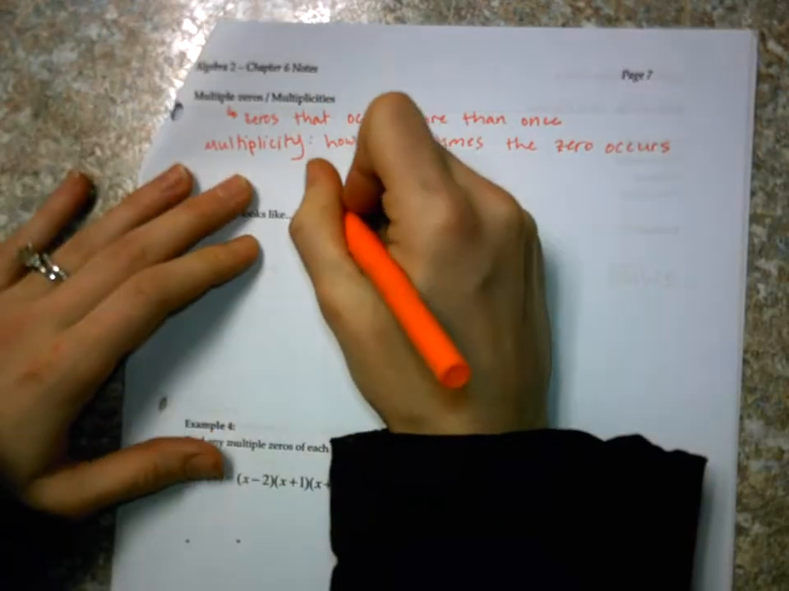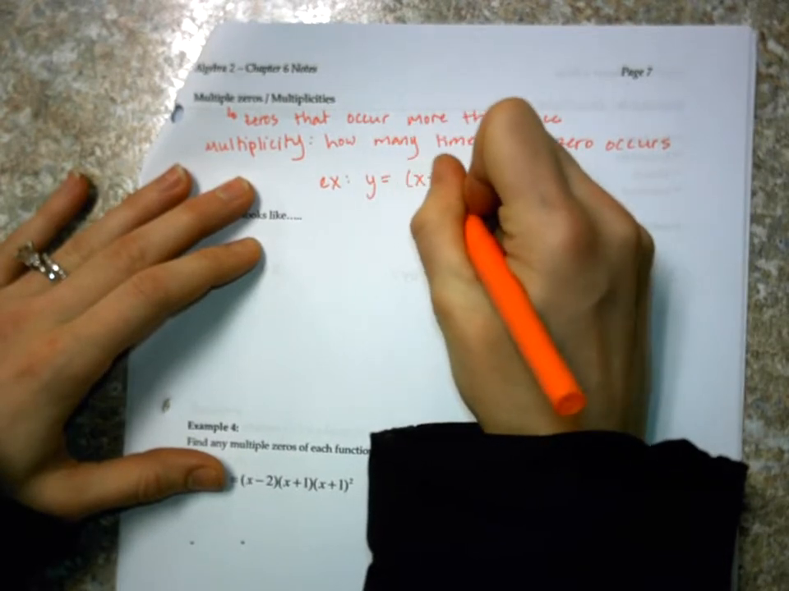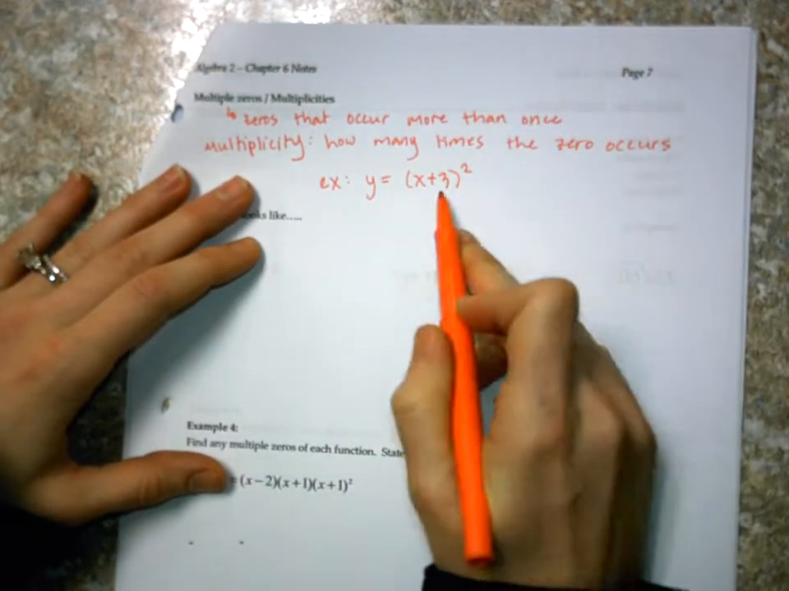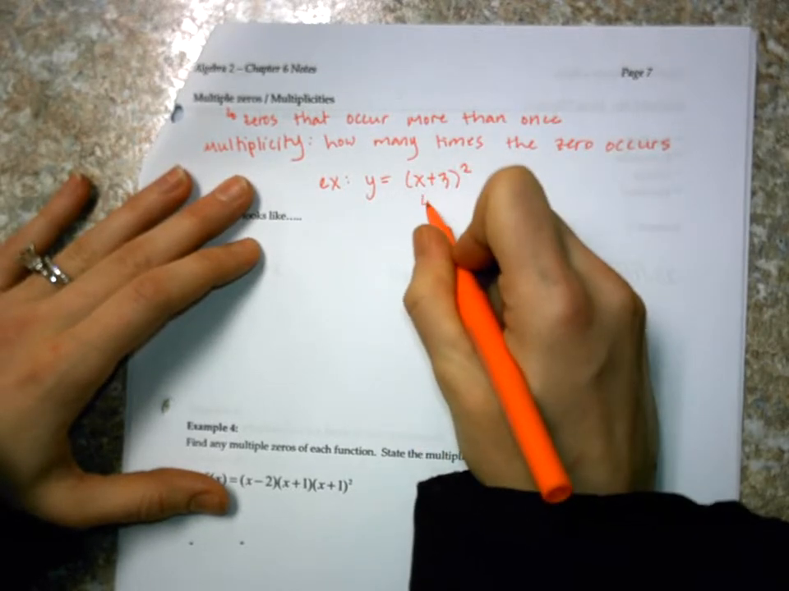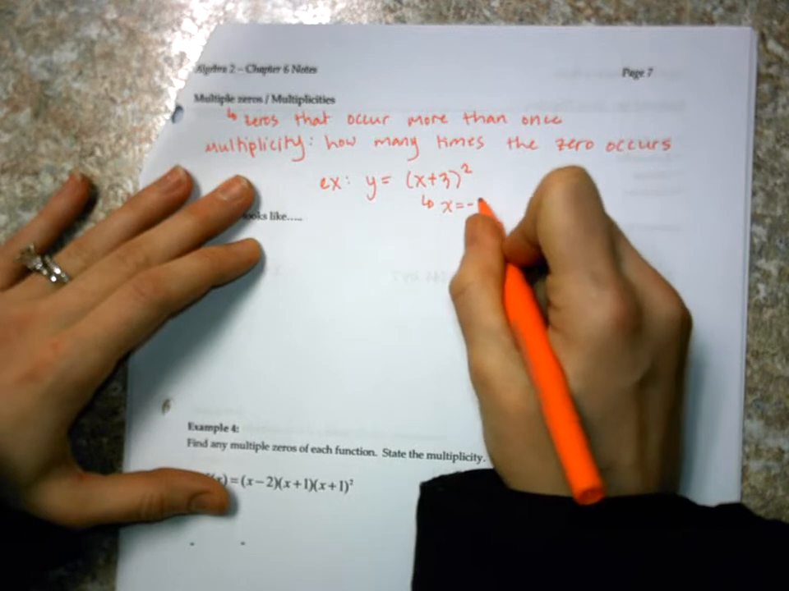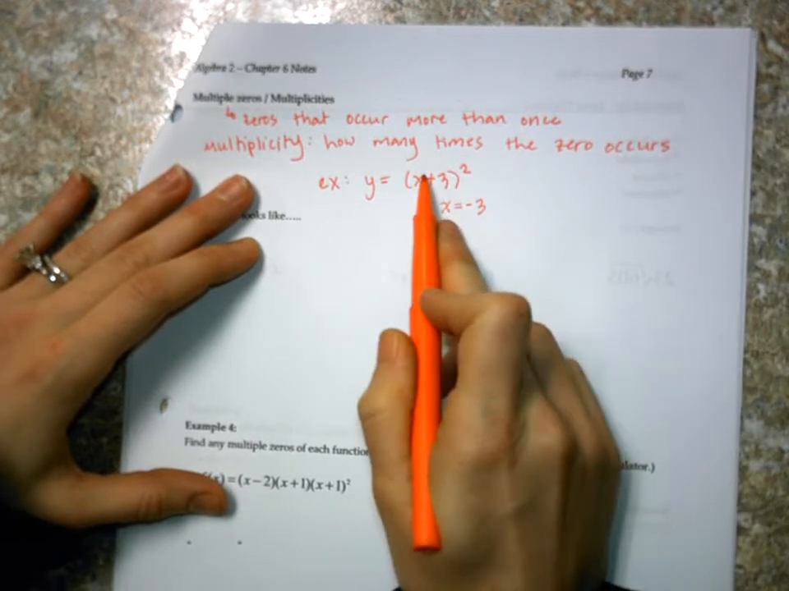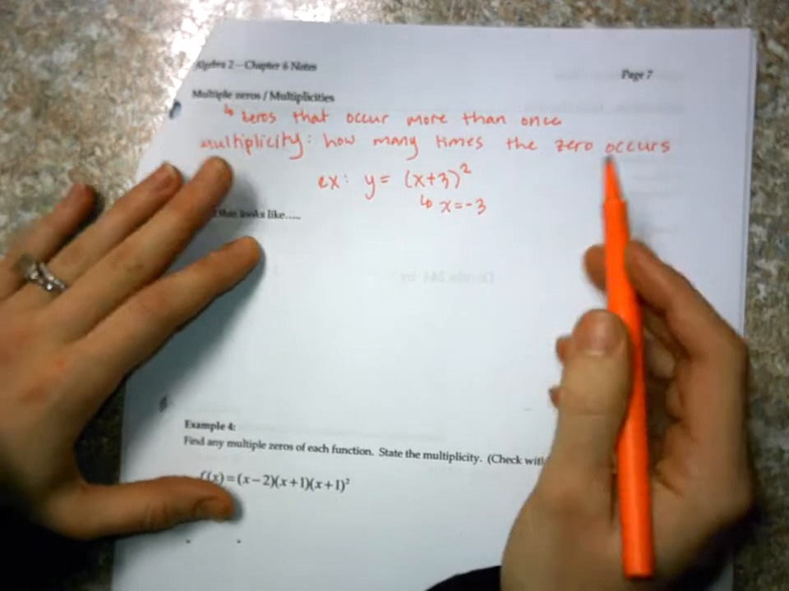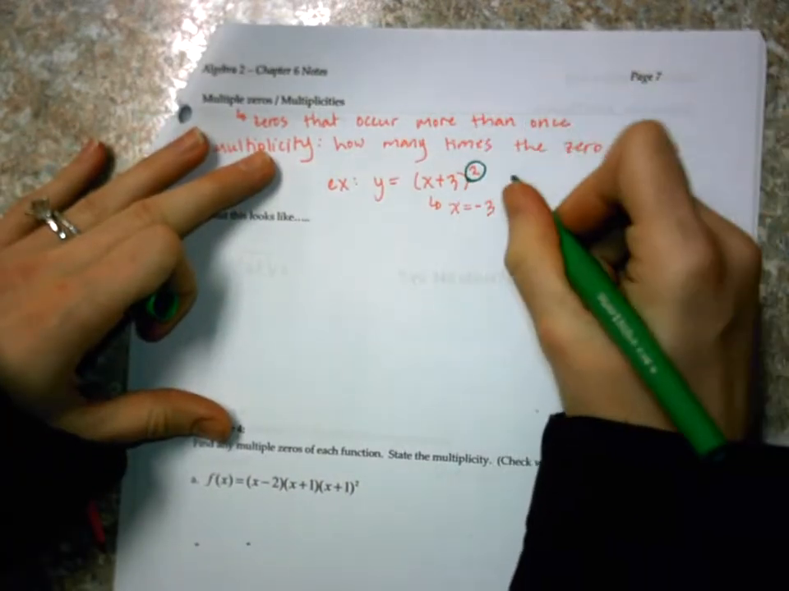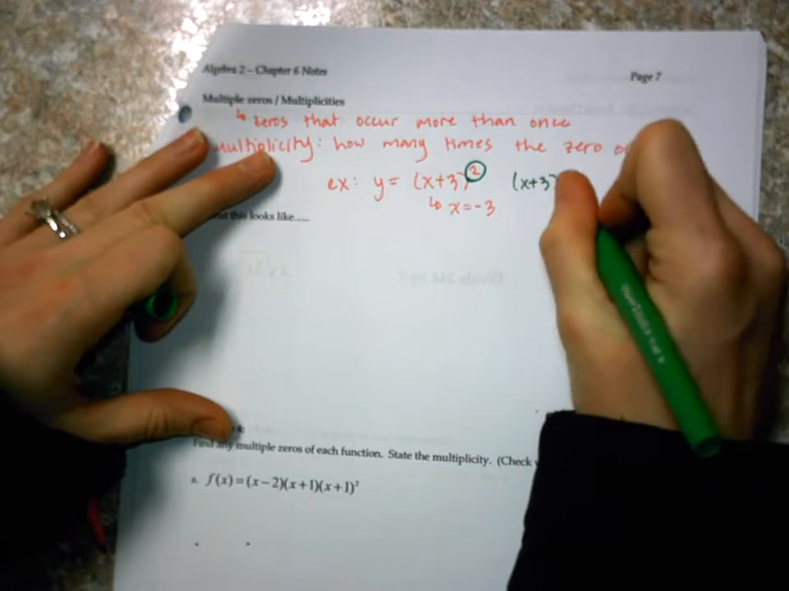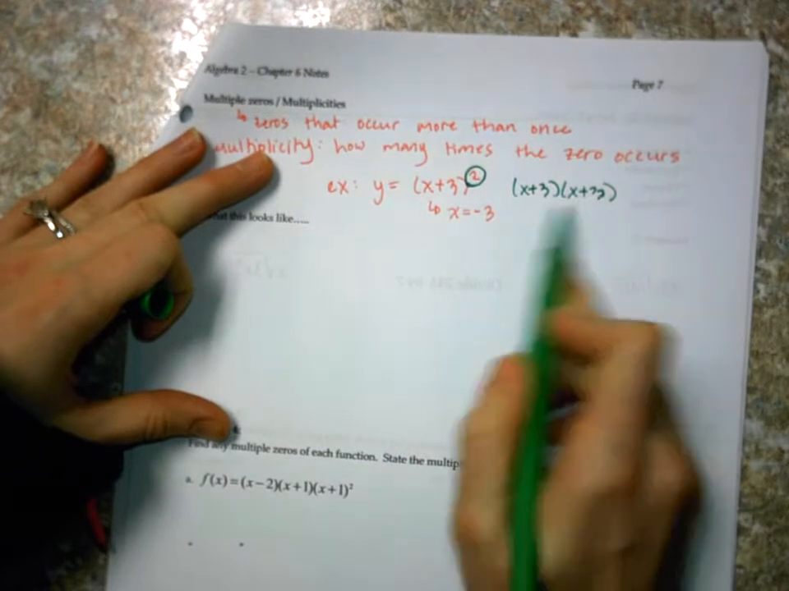So this is an example of what you might see. If we have y is equal to (x plus 3) squared, the zero here would be what value of x would set the equation equal to 0. That value would be negative 3, because if you plugged in negative 3, negative 3 plus 3 would be 0, and that would set the whole function to 0. But now, since we have (x plus 3) squared, you can think of that as (x plus 3) times (x plus 3). That's what's said to be a multiple zero.